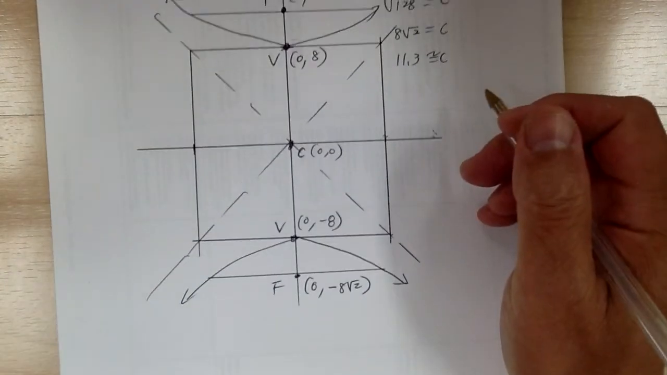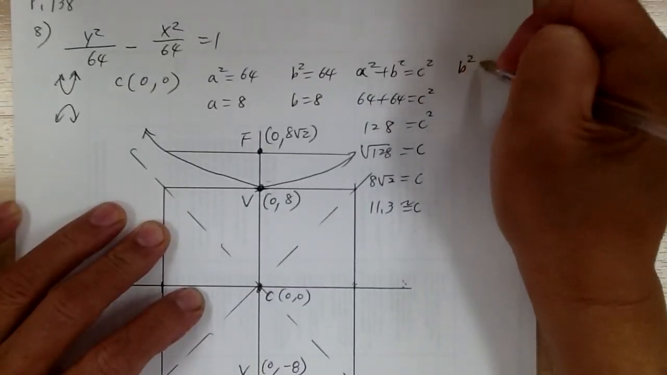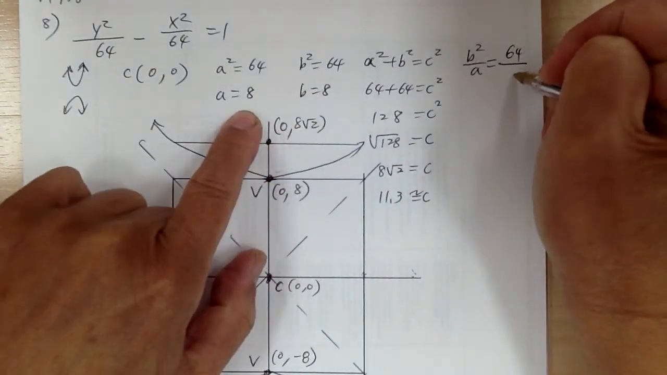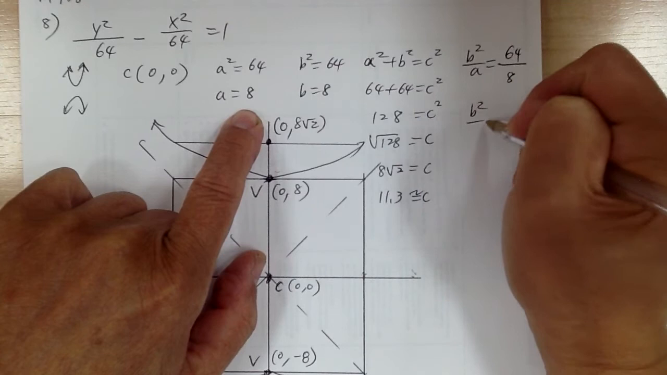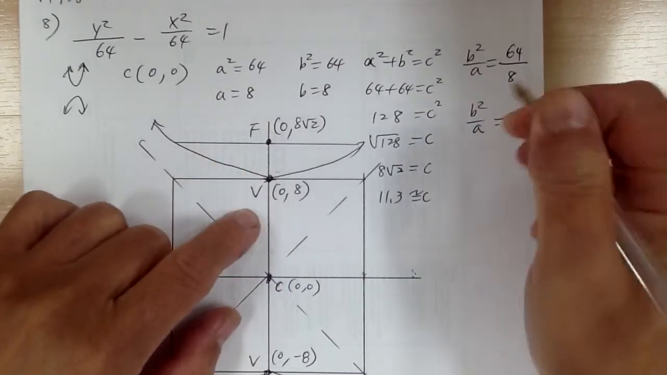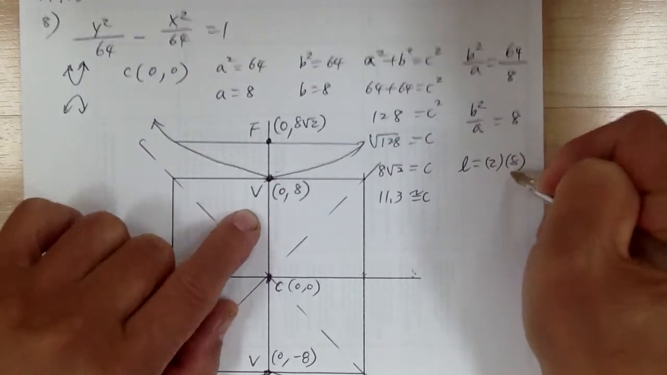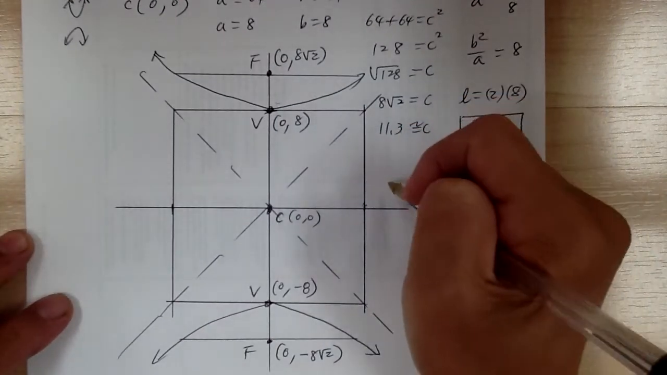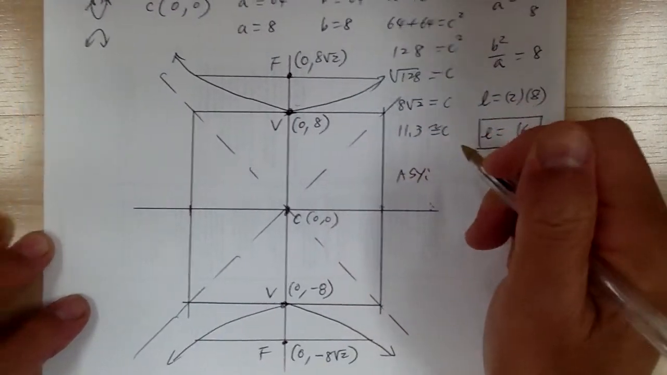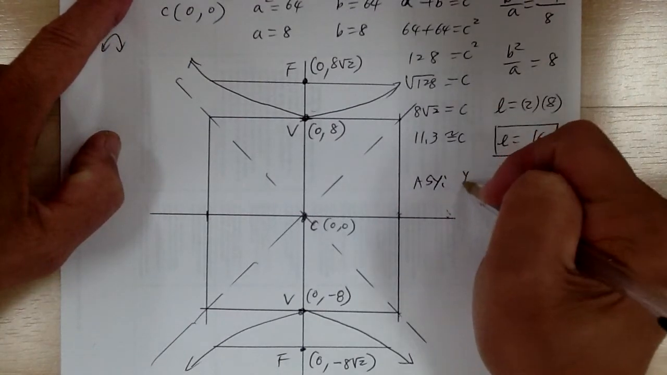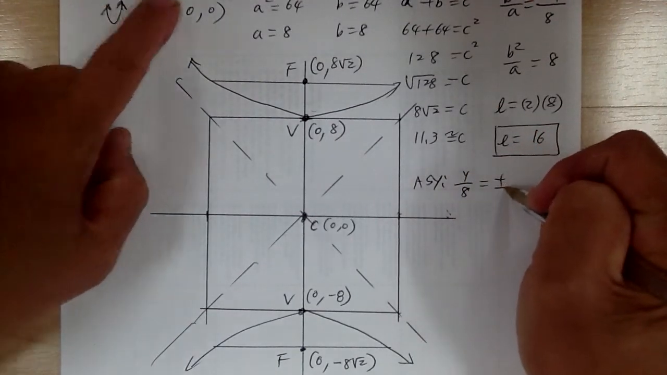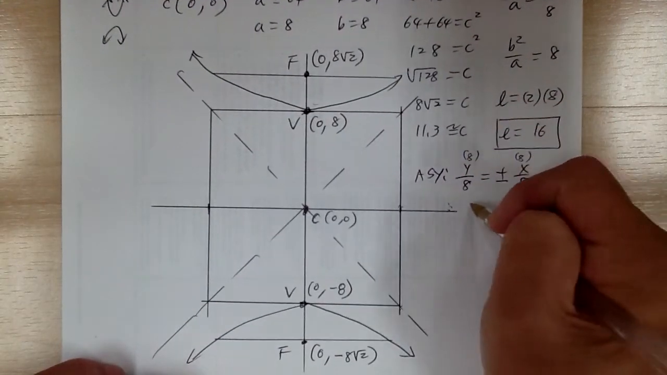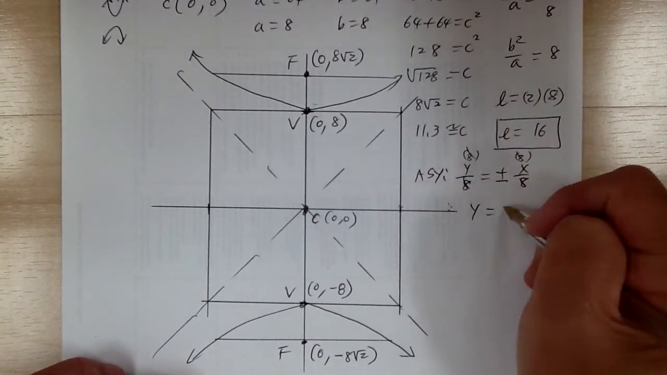And then your length, so go back up here, so b squared over a is equal to, so b squared is 64 over 8 is 8. So b squared over a equal to 8. So the length will equal to 2 times that. So the length will equal to 16. Okay. And the equation of asymptote, you can just look over here. So you're going to get y over 8 equal to plus or minus x over 8 and multiply by 8. So all this cancel out. So y equal to plus or minus x.